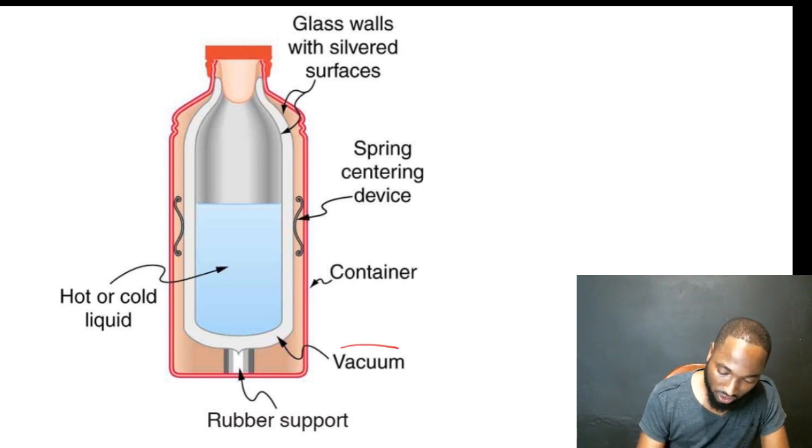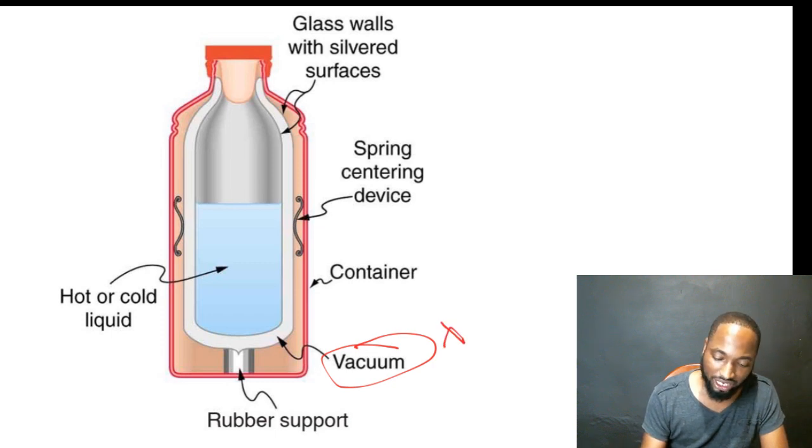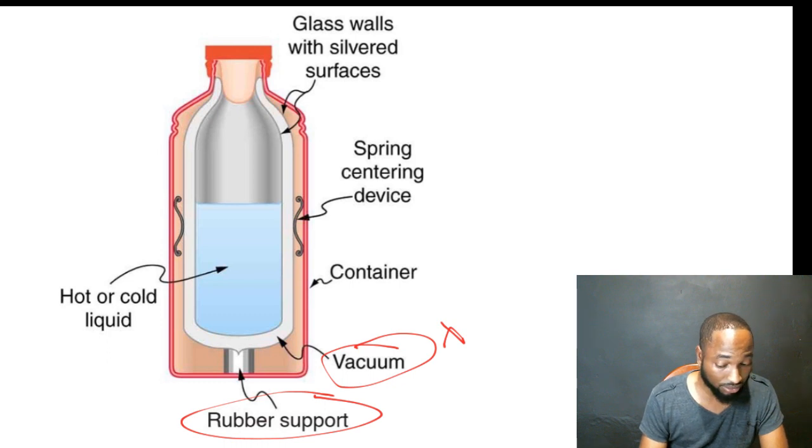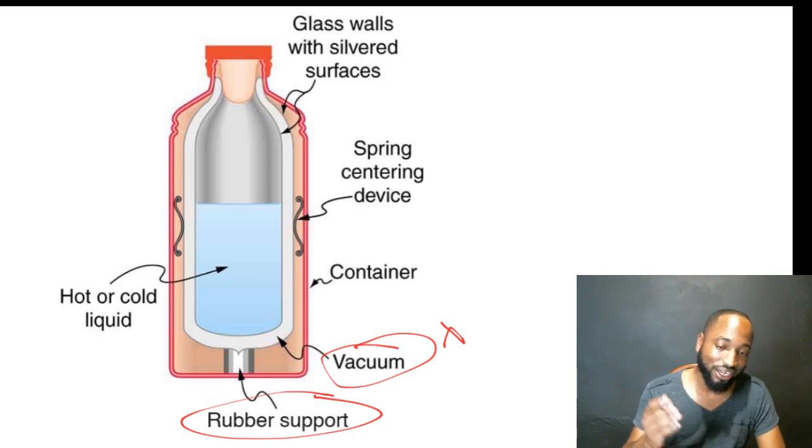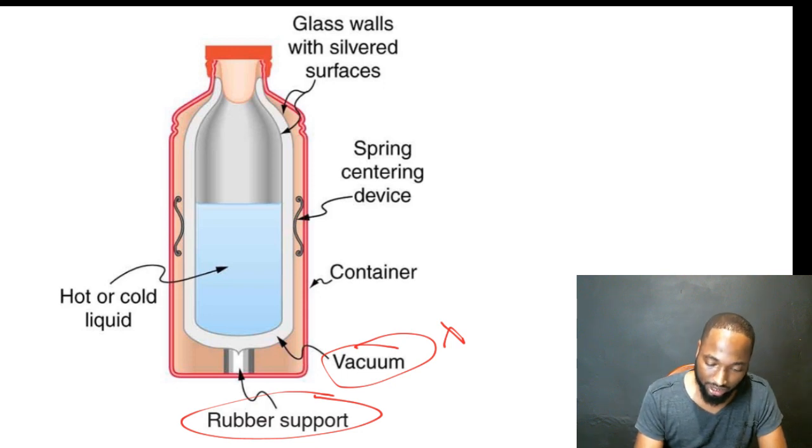So the vacuum stops... you need the purpose, explain the purpose of everything. The vacuum stops the convection and conduction, because for convection and conduction you need a medium. So in a vacuum, nothing happening there. The silvered surfaces are what stop the radiation because they reflect it back. And that is about it there.